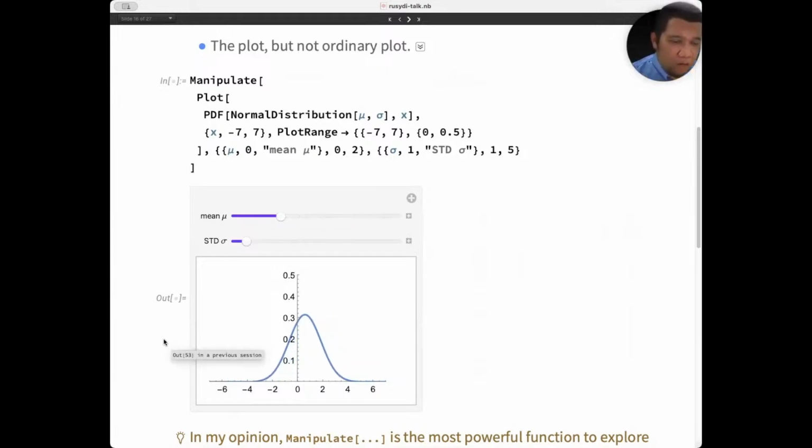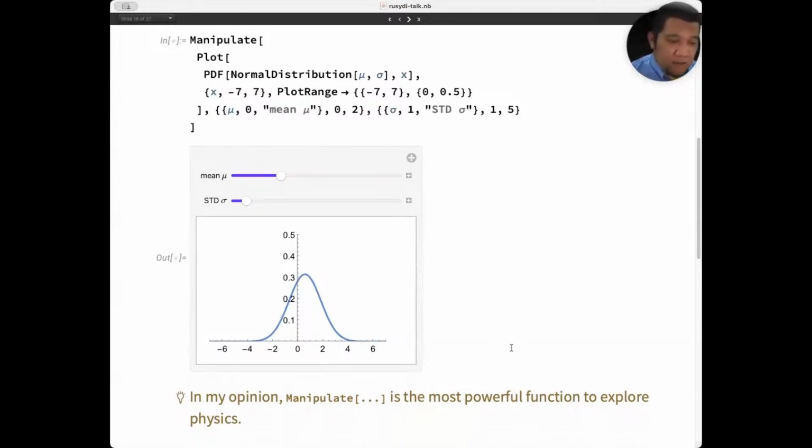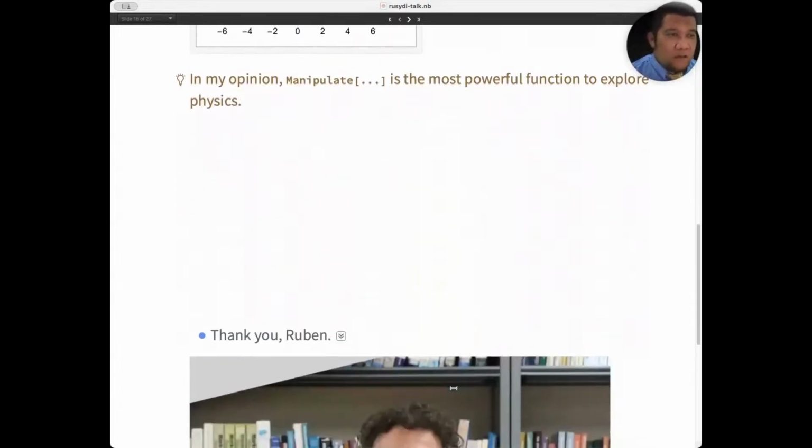We can play around with the values of mean and standard deviation. In my opinion, Manipulate is the most powerful function to explore physics. I learned this function from my brother Ruben Garcia. I remember clearly when he taught me this function in 2019, he said "Manipulate" with his own pronunciation. I keep saying the same name, to show my gratitude to my teacher. Ruben, thank you very much.